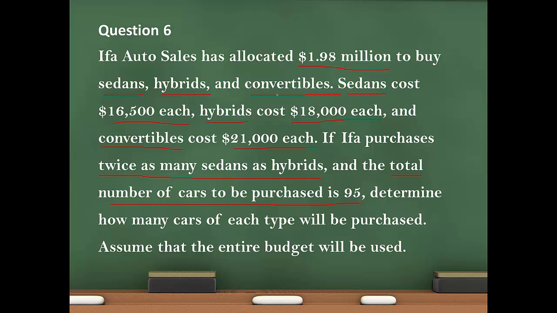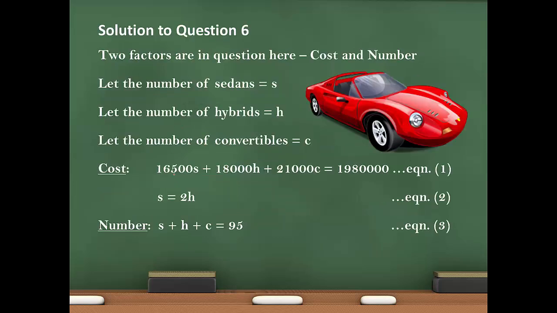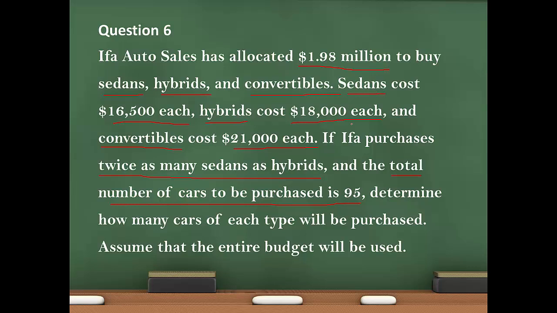Let's deal with the cost. We don't know how many sedans, hybrids, or convertibles, but we know that whatever amount he purchases, we have to multiply it by the cost of each. Sedans cost $16,500 each, right? So if he purchases S number, that would be 16,500 S. Hybrids cost $18,000 each. Assuming he wants to purchase 2 hybrids, how much will it cost him?